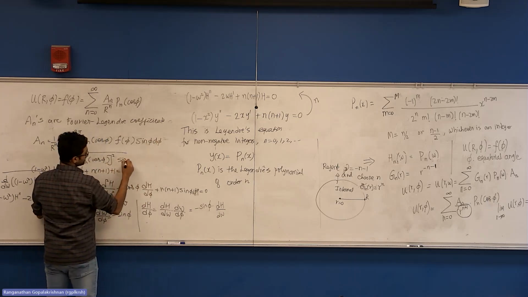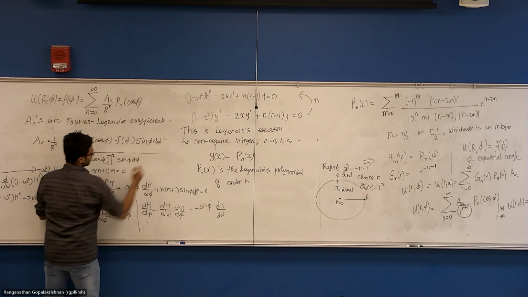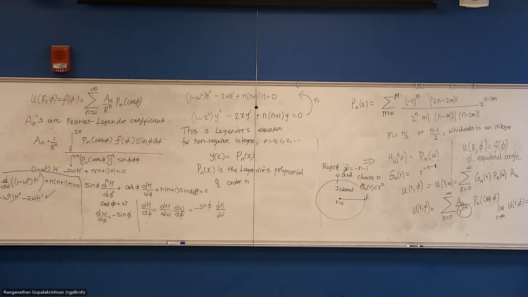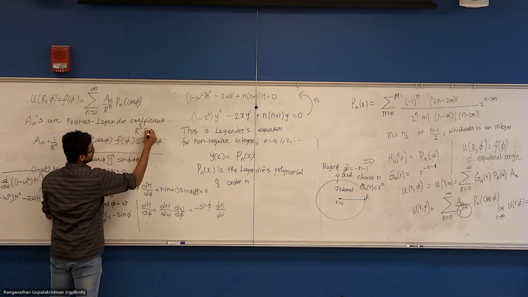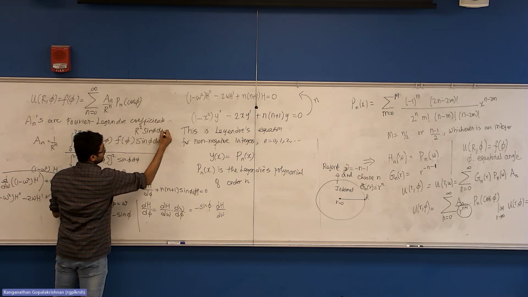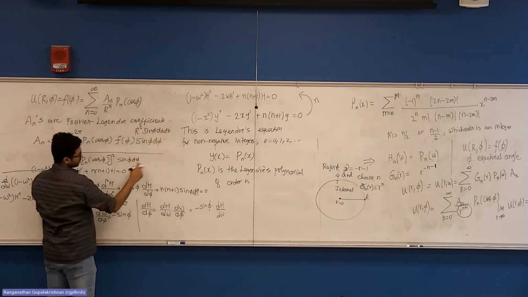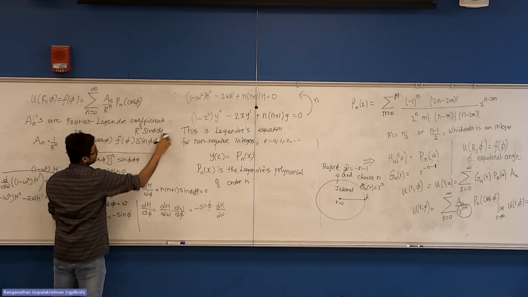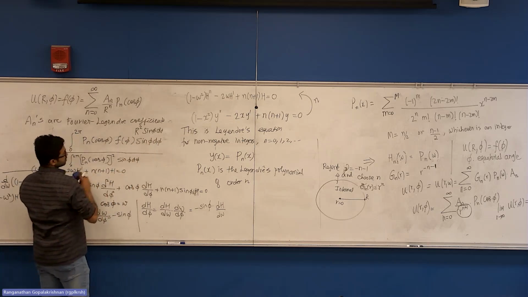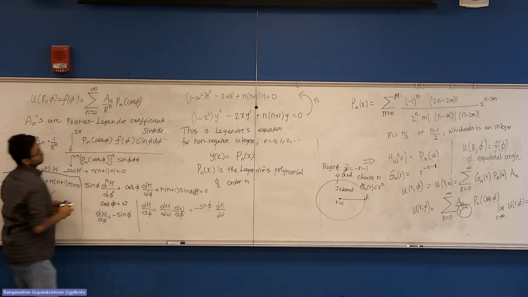Why am I multiplying by sine phi? When we did the Bessel series, we multiplied by r dr because we represented the area. In this case, the area element will have r squared sine phi d phi d theta. Theta doesn't matter because it is in both numerator and denominator, so it will cancel out. So you are left with r squared, which will also cancel out. So you are left with only sine phi d phi.